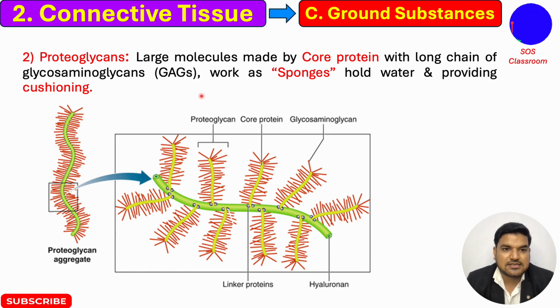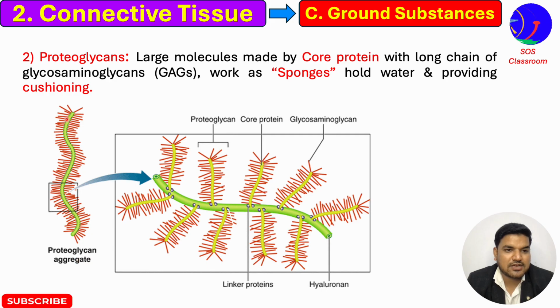Next is the proteoglycans. Proteoglycans are large molecules made by the core protein. So you can see this is the core protein. This core protein forms the proteoglycans along with long chains of glycosaminoglycans, and they work as sponges, hold the water, and provide cushion. So you can see this is the proteoglycan aggregate.